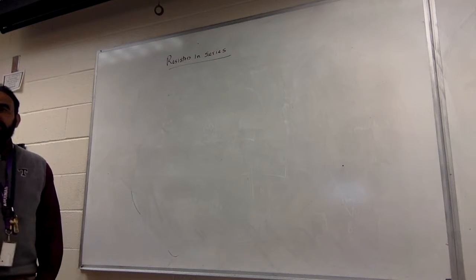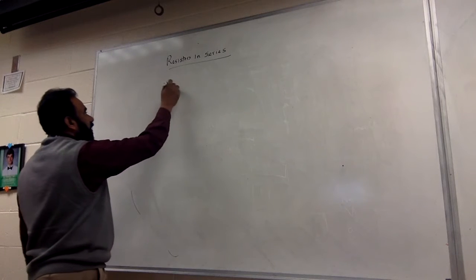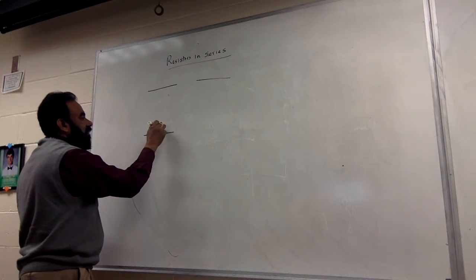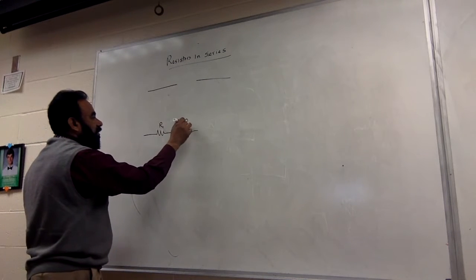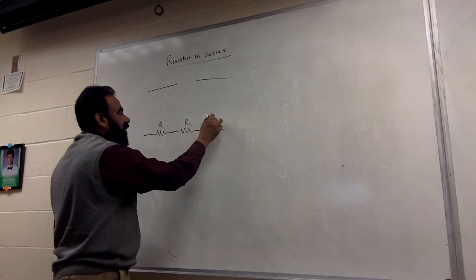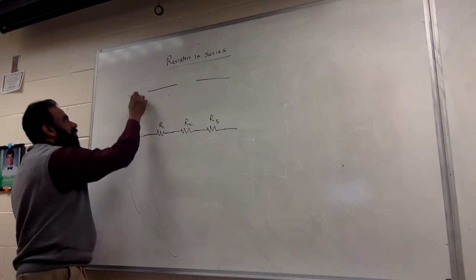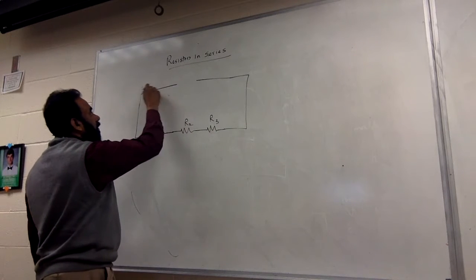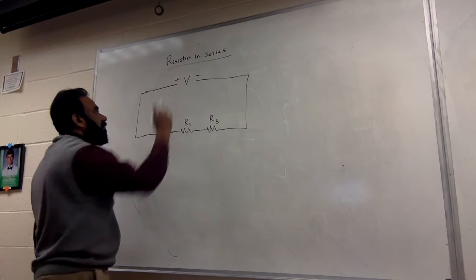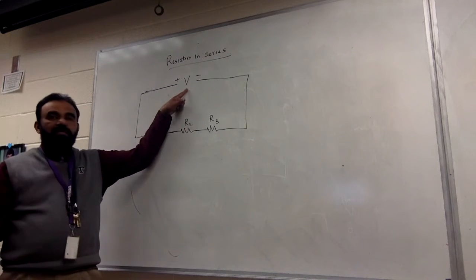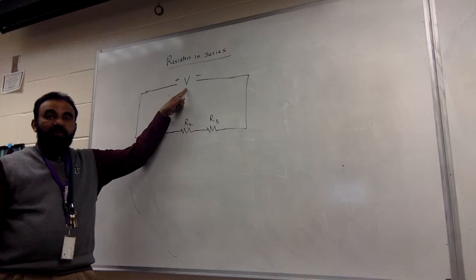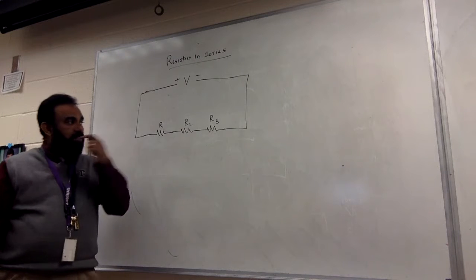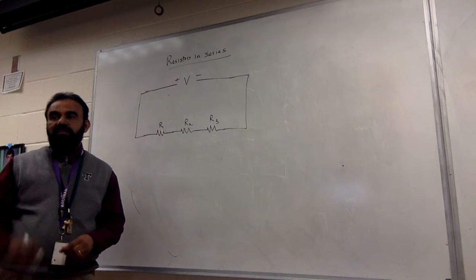When resistors are connected in series, what does it mean? You have a resistance, say R1, connected to a resistance R2, connected to a resistance, say R3, and all these are connected to a certain power source. So we have a power source, a potential difference of V volts connected across three resistors that are one after the other. So a connection like this is what we call a series circuit.